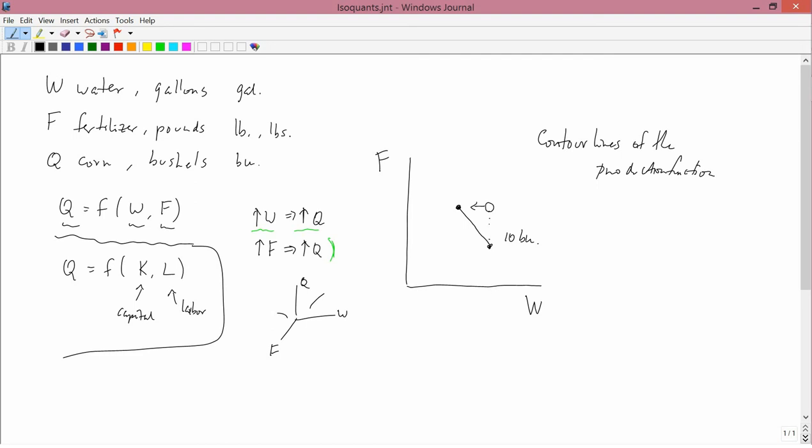We have a special name for contour lines of the production function. They're called isoquants. Iso means equal, quant means quantity, so it's equal quantity of output.